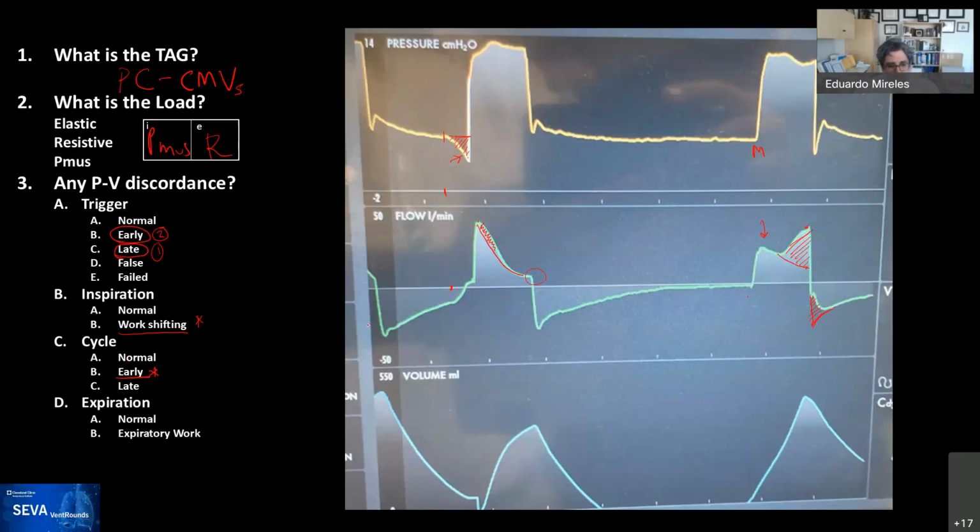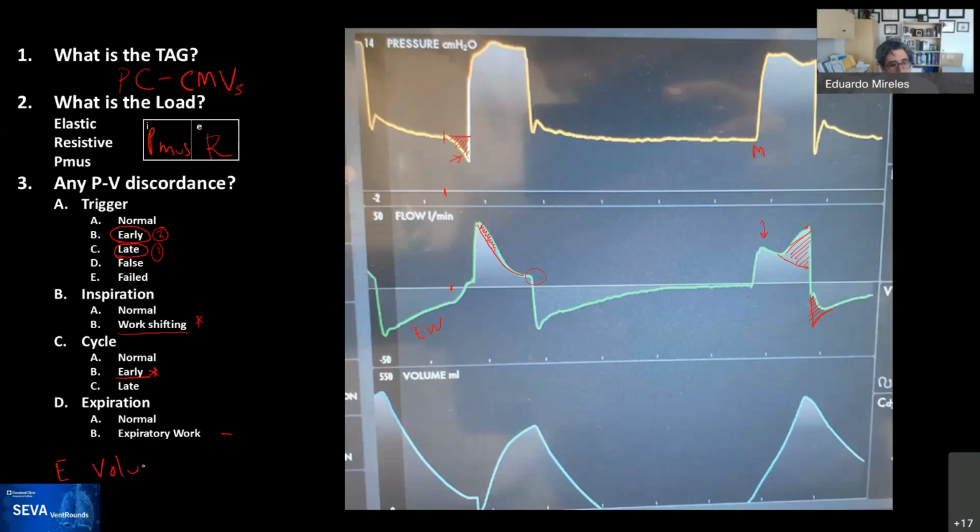Then during expiration, I think that this is normal. This one, there was some amount of expiratory work here, so I'm going to put a pre-one or whatever. And the volume, actually, this is a good example.